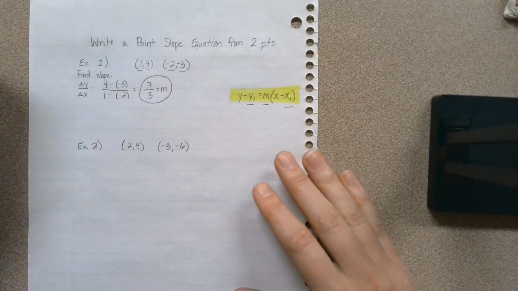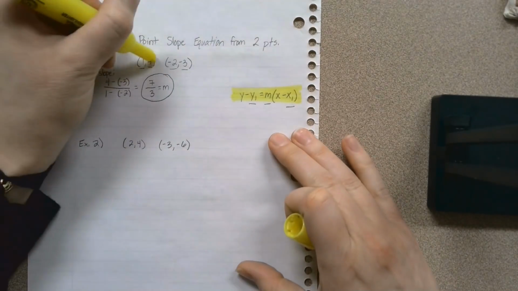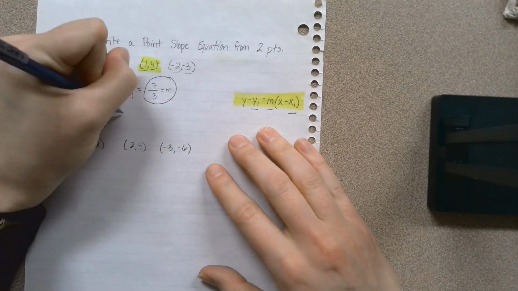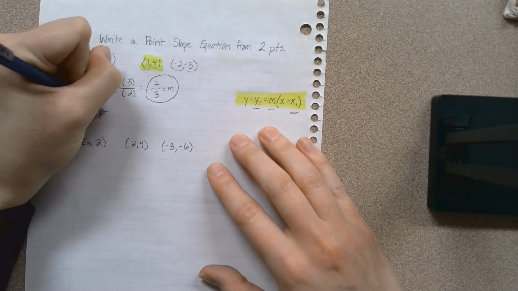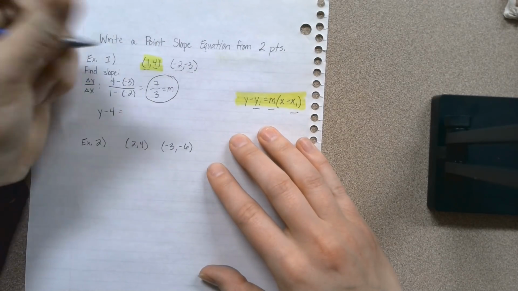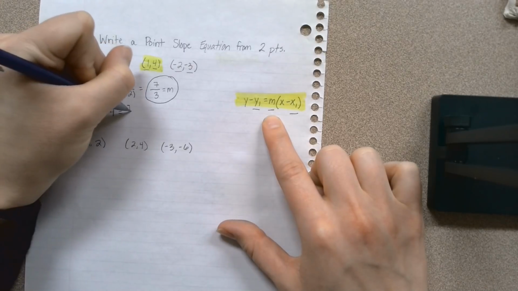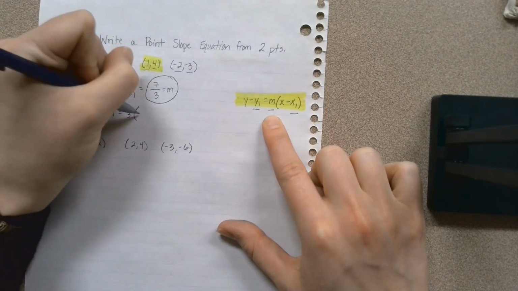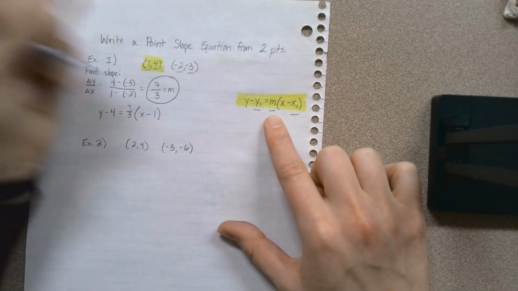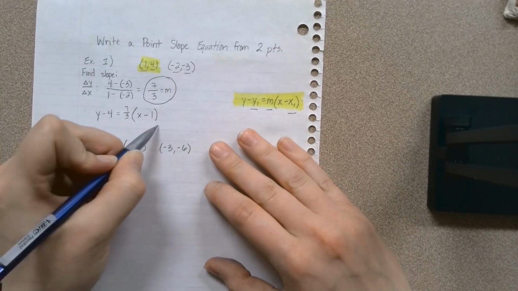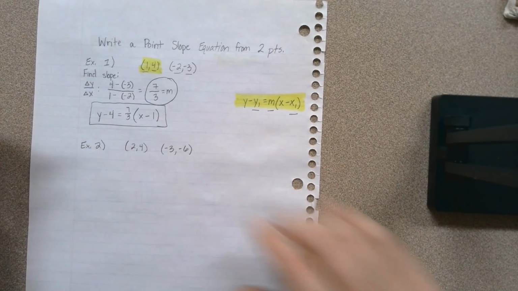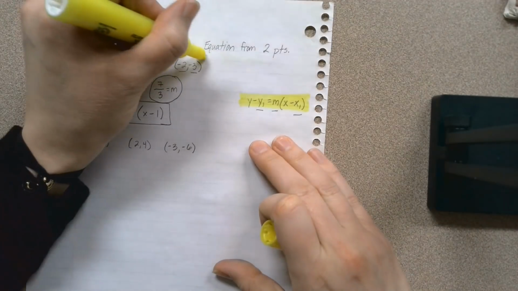So let's say we use the 1, 4, because I like the positive numbers. It would look like y minus the y value of 4 set equal to m, our slope, 7/3, multiplied by x minus the x value from the same ordered pair, 1. And we look to see if we can simplify it, which we can't. We could have chosen the other ordered pair, which would have been completely fine.